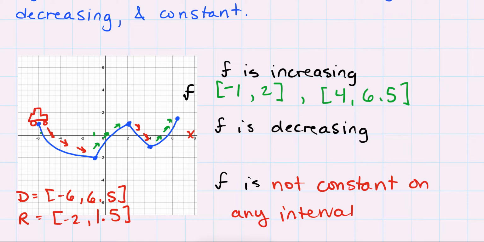Okay, f is decreasing. Well, it's decreasing from -6 to -1 here, because we stop here at -1, we're increasing, and then we decrease from 2 to 4.